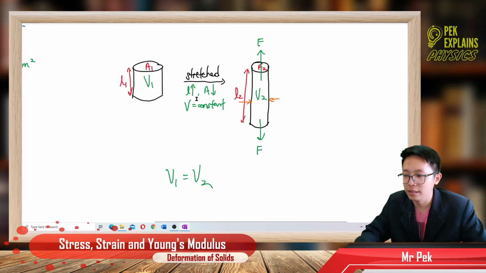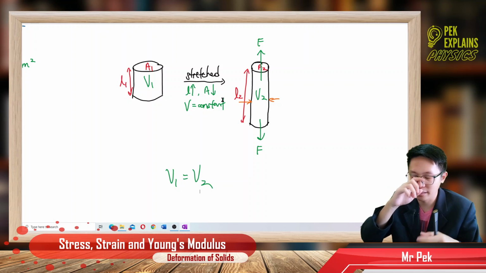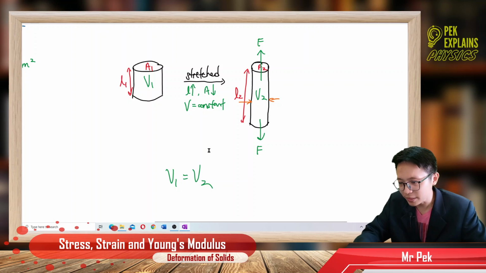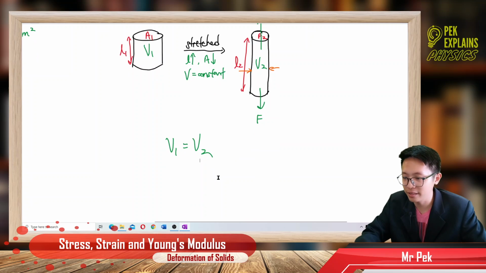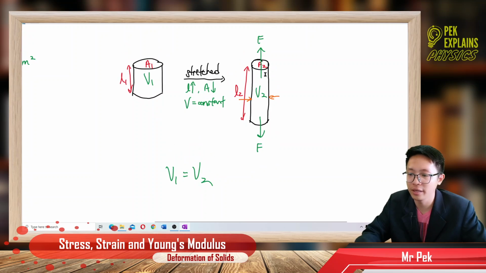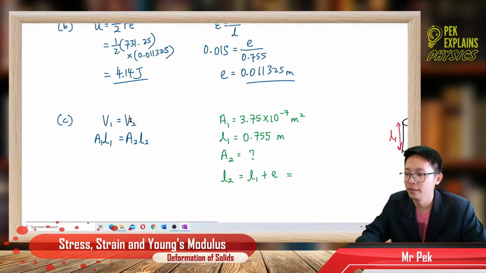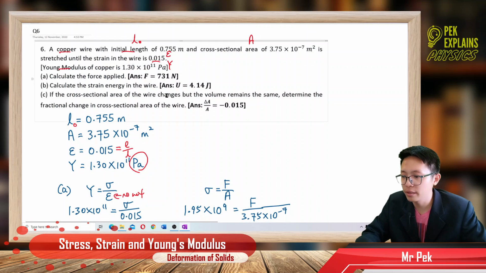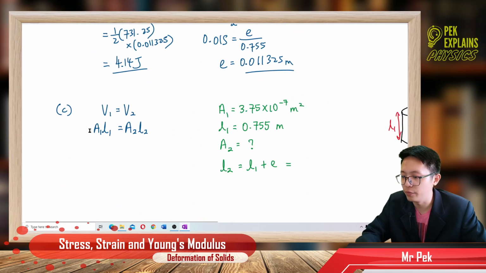So when the length increases, the area should shrink. Yes, because you elongate, of course the area will shrink. Volume remains constant. That's it. Okay, so area will shrink. So volume remains constant, so V1 equals V2.